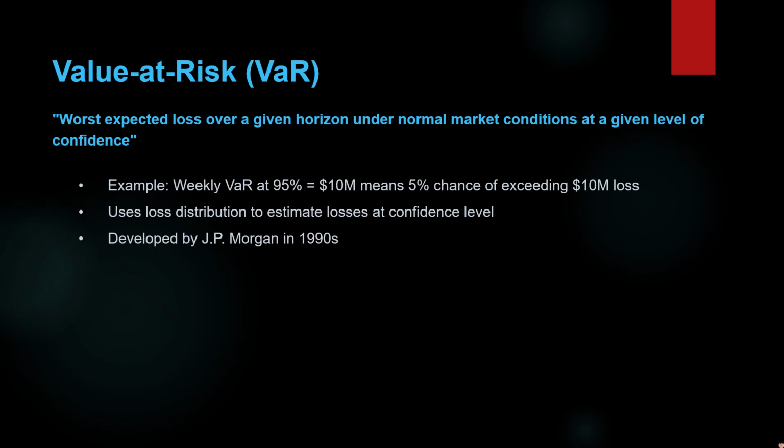However, VAR has important limitations. It says nothing about the magnitude of losses beyond the threshold. It can underestimate tail risk. Different calculation methods, for example, parametric, historical, Monte Carlo, can give different results. It assumes historical patterns will continue. Despite these limitations, VAR remains the most widely used risk measure in financial institutions and is embedded in regulatory capital frameworks.